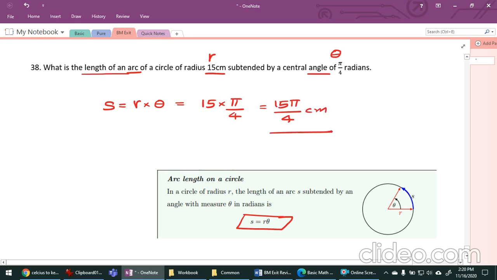Centimeter. So remember, this blue one is called the arc. This is called the central angle, and r is the radius. And the rule is just to multiply r and theta. R into theta is the length of the arc. So you have 15 and you have pi by 4, just multiply.